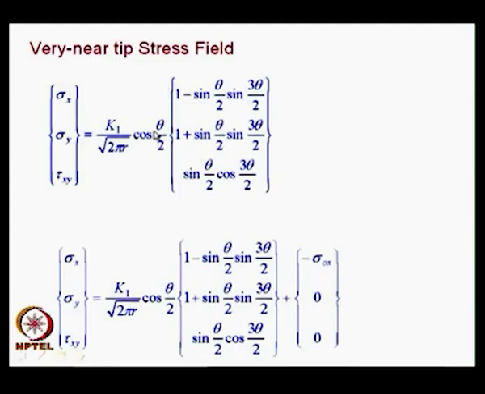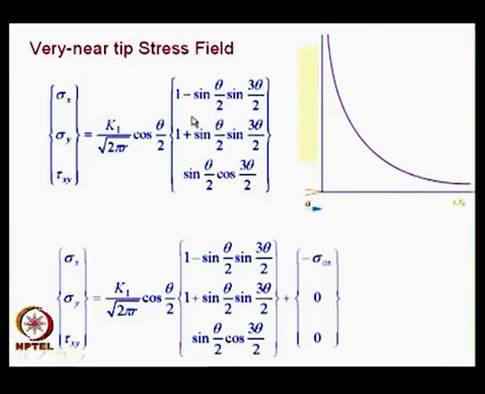And what is the other thing that you get when r tends to the crack tip? We will look at what happens along the line theta equal to 0, that is the crack axis. So, what I get here, these terms go to 0, and sigma x and sigma y both behave in this manner. You have sigma x equal to sigma y in the near vicinity of the crack tip.